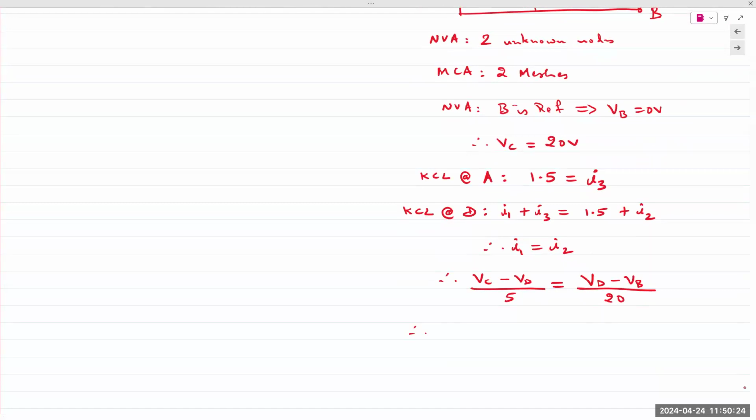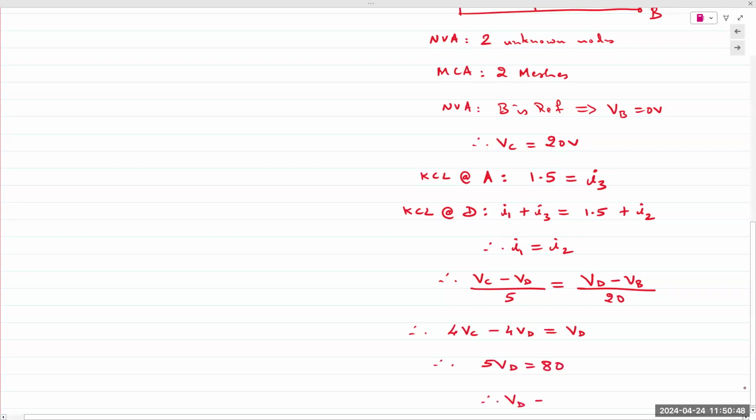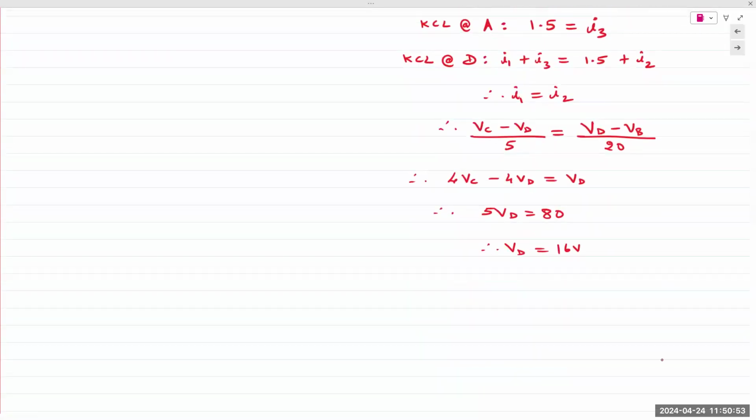I reduce this equation, and I would get, what do I get? Multiply everything by 20, I get 4VC minus 4VD equals VD. VB is 0, VC is 20. So I would get 5VD is equal to 80. VD is equal to 16 volts. The job is not yet done. I need to find the voltage at A, not at D. But I can use VD in any one of the equations.